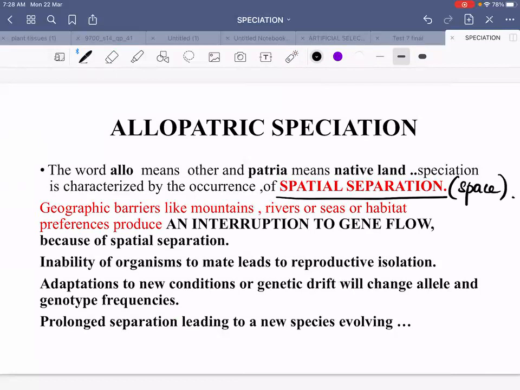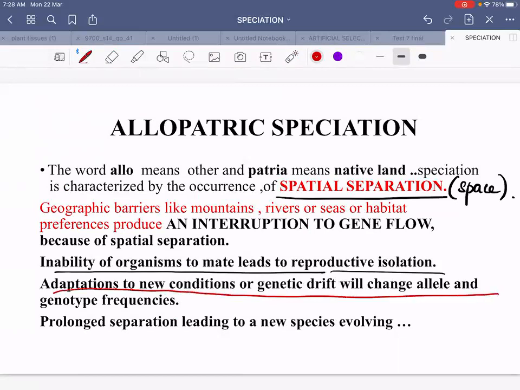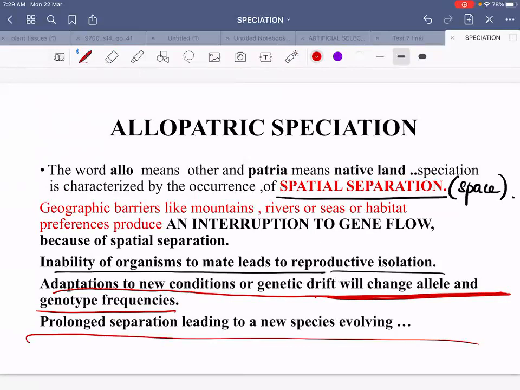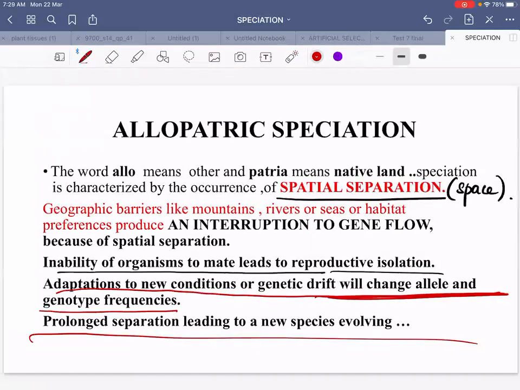Geographical barriers, mountains, rivers, seas, habitat, separating two subpopulations, causing an interruption to gene flow so that the organisms are unable to mate, leading to reproductive isolation. Okay? And then adaptations to new conditions or genetic drift will change the allele and genotype frequencies. I think last time Anas was asking me कि genetic drift हो जाएगी इसमें. हाँ, sort of genetic drift तो हो रही है ना over a period of time. So it will change allele and genotype frequencies. Prolonged separation will lead to a new species evolving. ठीक है? Allopatric speciation.